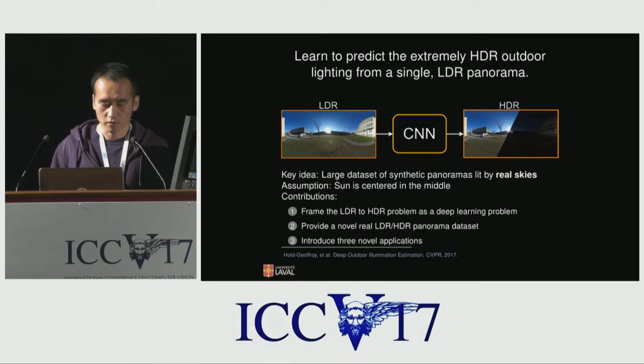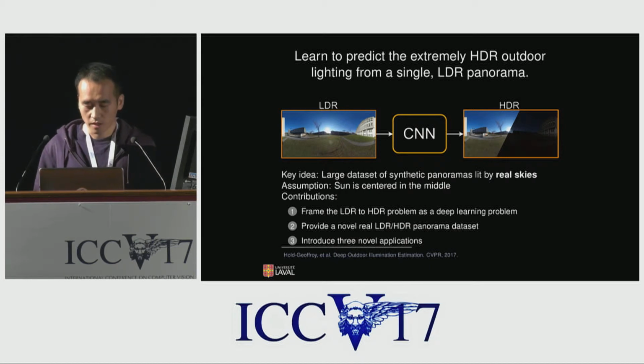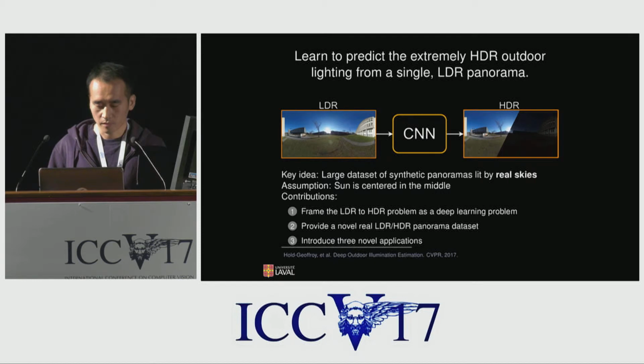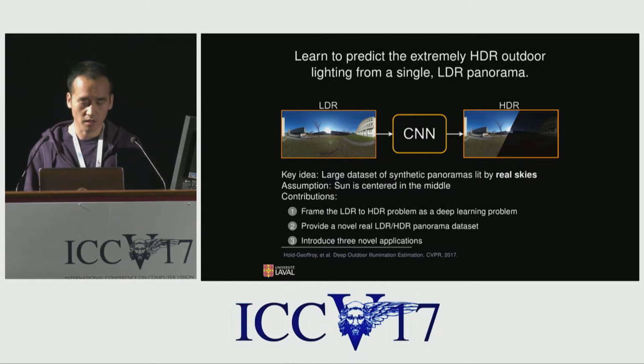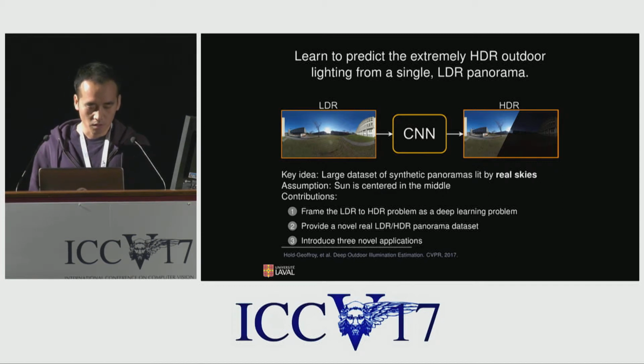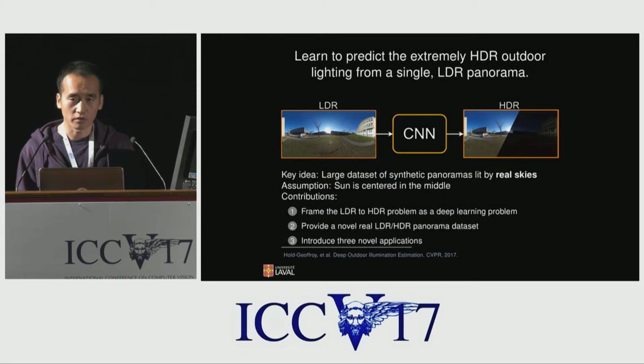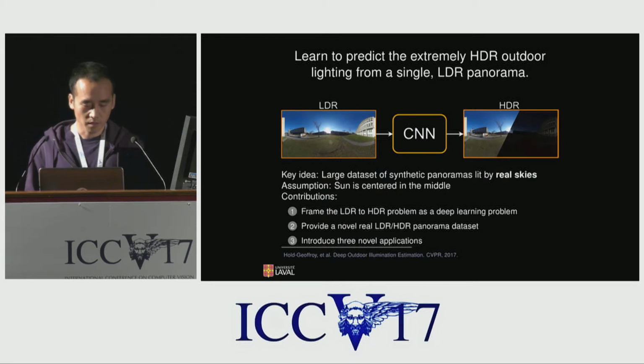Our main contributions are that we are the first to frame the LDR to HDR problem as a deep learning problem. After we submitted our work, there are at least 2 following papers working on LDR to HDR using deep neural networks. We also provide a novel real LDR HDR panorama dataset and introduce 3 novel applications.